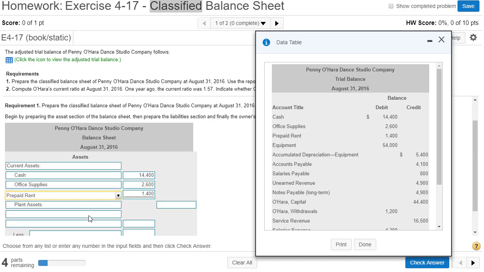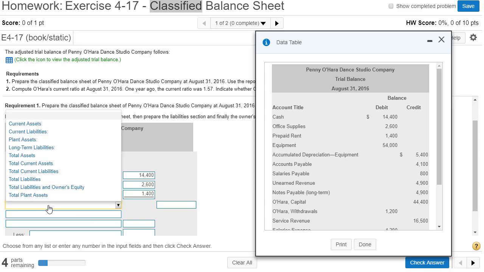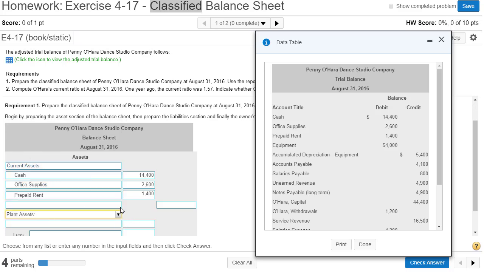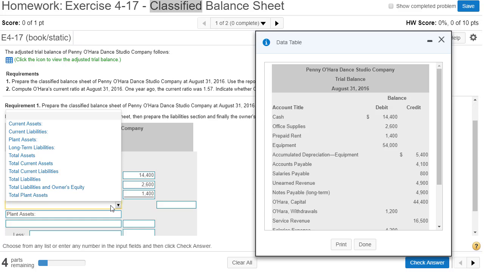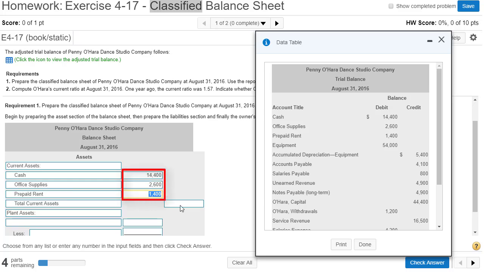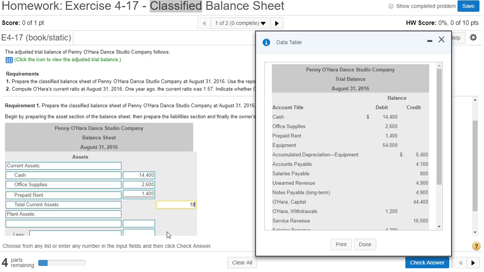All right, so, oops. I messed up. The label for our plant assets goes down here. What we need here, notice we have this line. This line we need to do some math. We're going to add these up and put the subtotal here. So this will give us total current assets. So we're going to add up 14,400 plus 2,600 plus 1,400. That gives us 18,400.